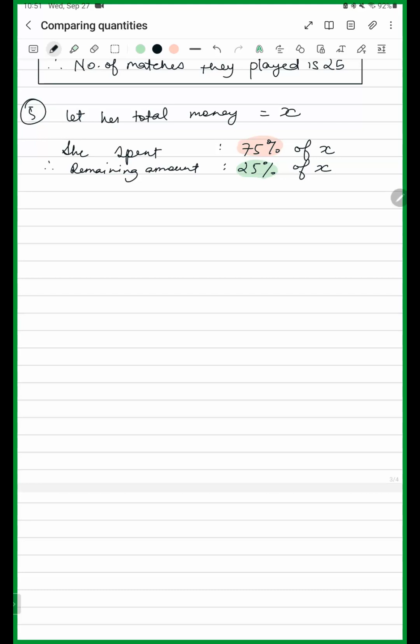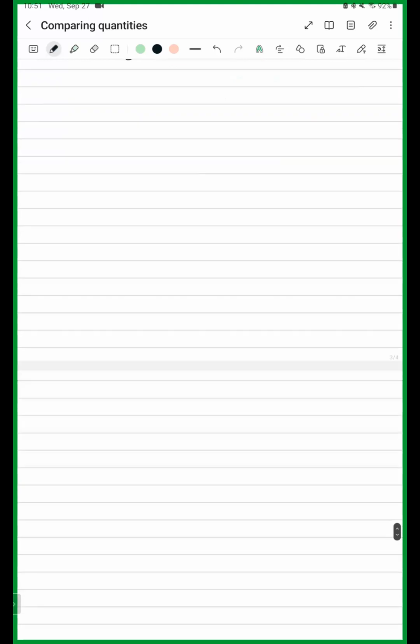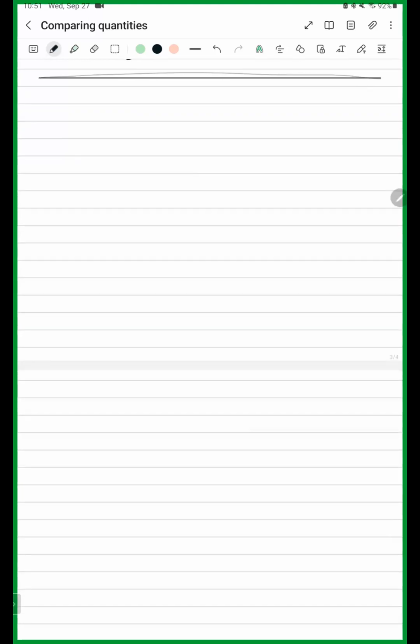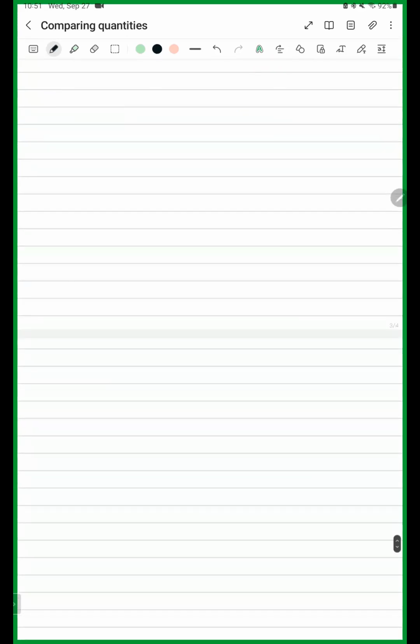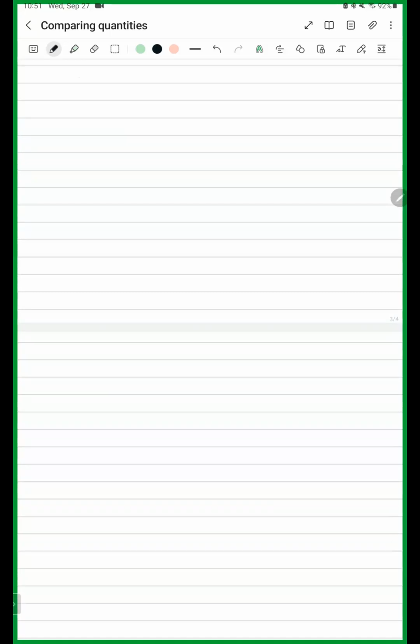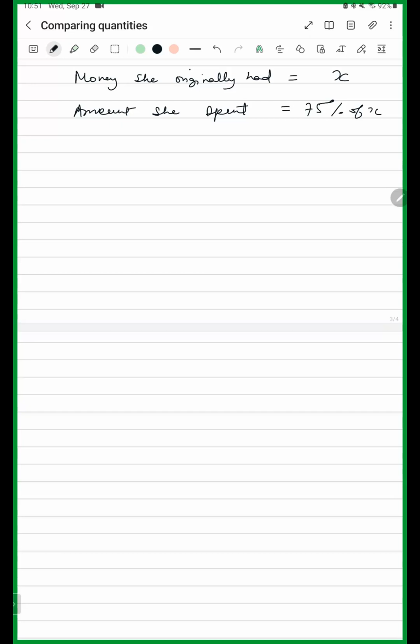Let's do it in another way. Let's start this question fresh. Money she originally had in the beginning is equal to X. Amount she spent is 75% of X. But 75% of X is not 600, because they are not saying that she spent 600 rupees. They are saying she is left with 600 rupees.